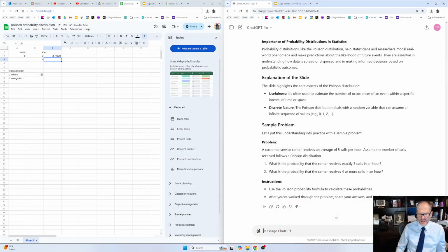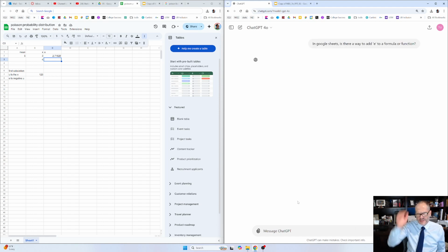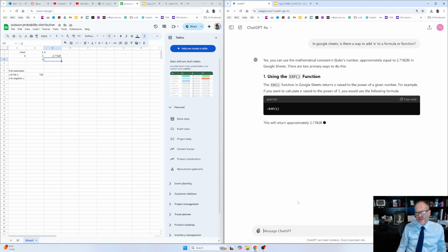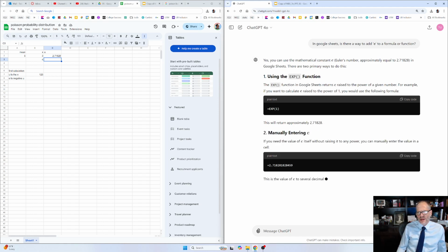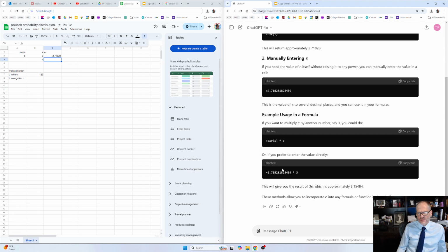I could ask ChatGPT. Quick question here. I'll do a new chat. In Google Sheets, is there a way to add e to a formula or function? Let's see what they say. Yes, you can use EXP(1), which will return approximately 2.7. So you could just manually enter e, or for example, EXP(1) times 3 if you want to multiply e by another number. Or all right, I have no idea what e is. Please explain to me what is e and where did it come from and why does it exist? Thank you.